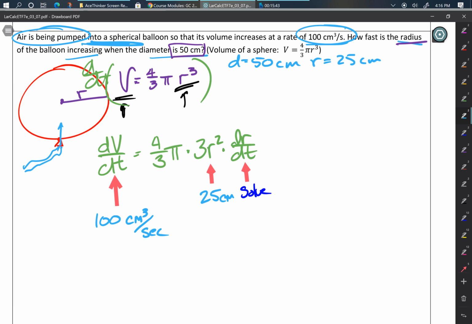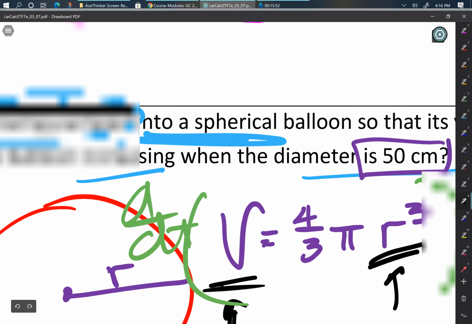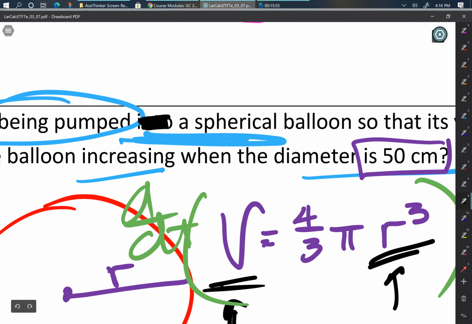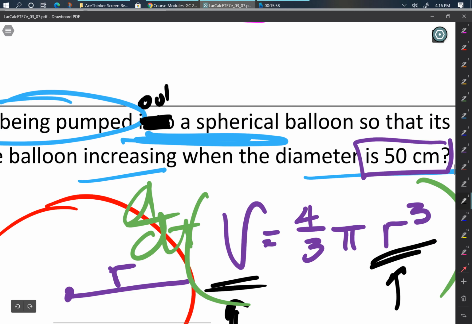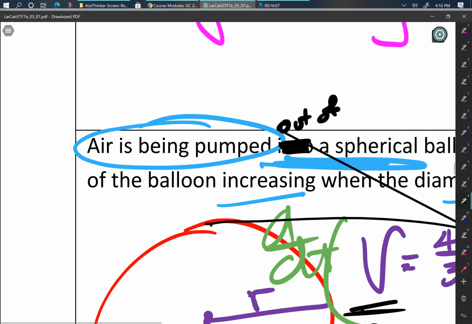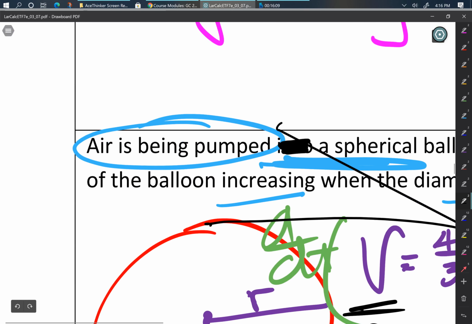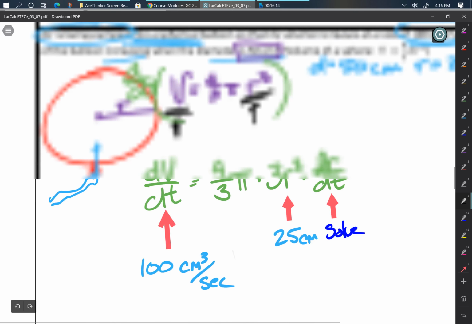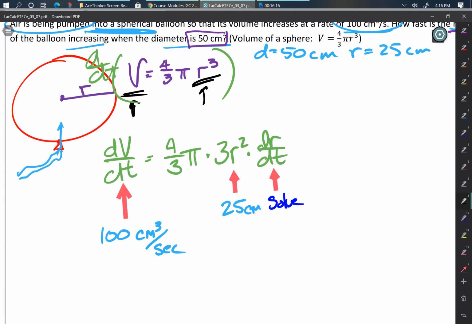Do you see why I'm making a big deal about this thing being a positive 100? Right? Because all we'd have to do is scribble out "into" and replace it with "out of" a spherical balloon. Pump the air out. Now that same 100 that's right over here would be a negative quantity. So we need to make sure that we're keeping track of things properly. Air is going into the balloon, so that means that dV/dt needs to be a positive quantity.